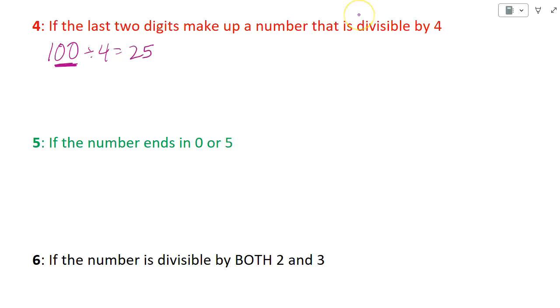For example, 108. We just look at the 08, which is 8, and that is divisible by 4. Another one: 3,640. We're just looking at 40, the last 2 digits. And 40 is divisible by 4, so we know the entire number is.